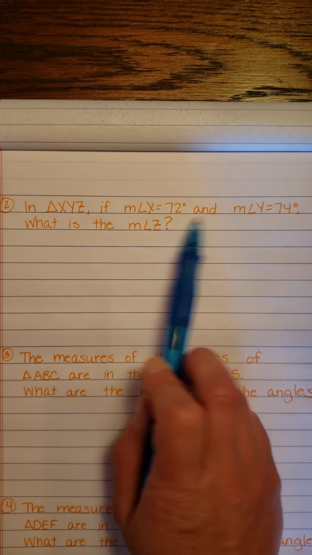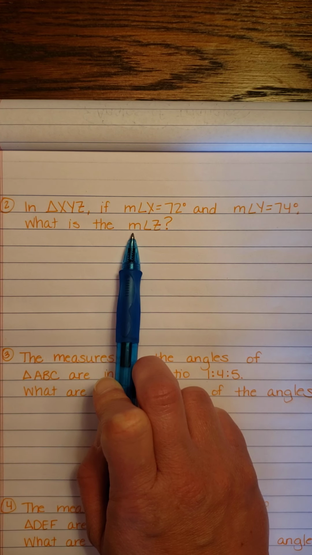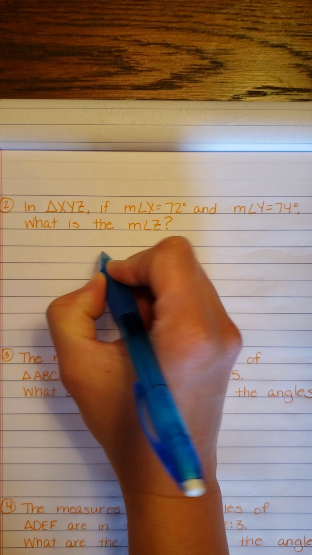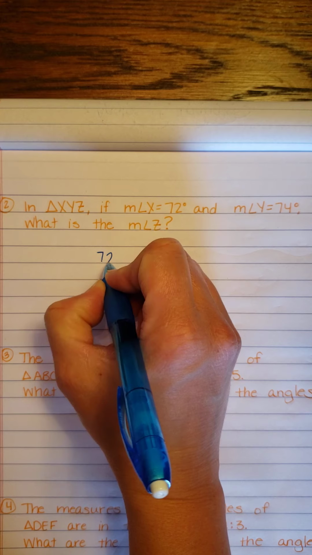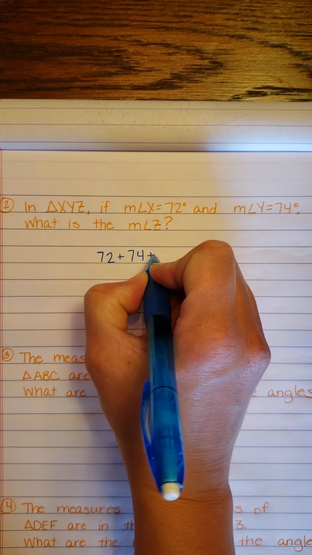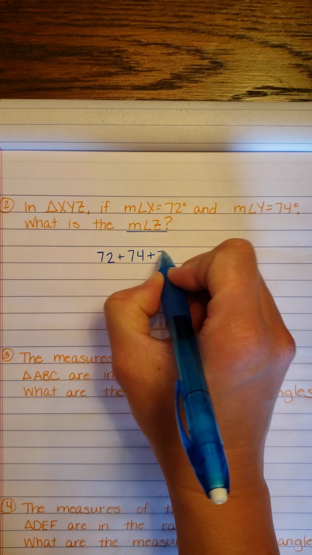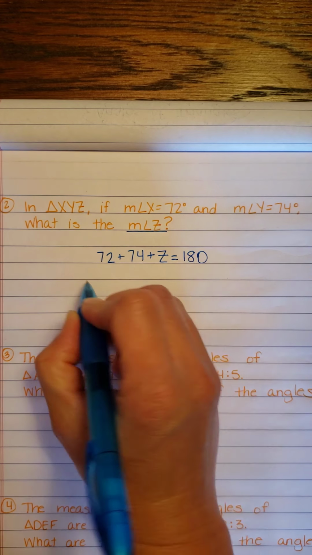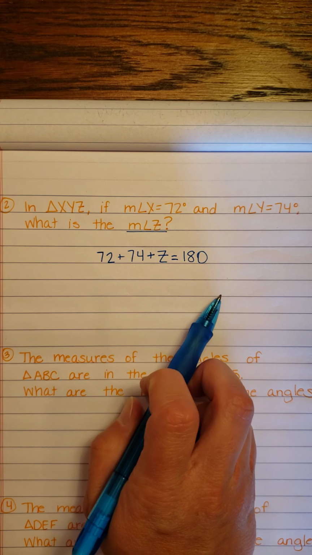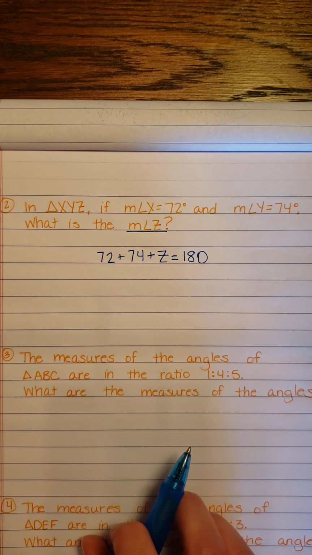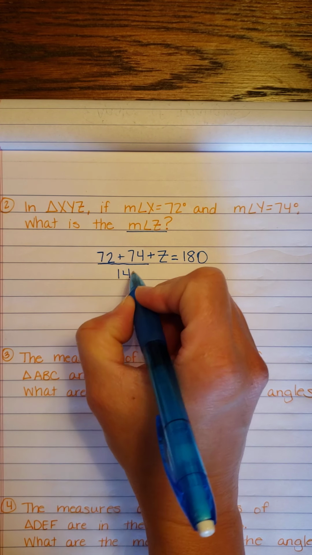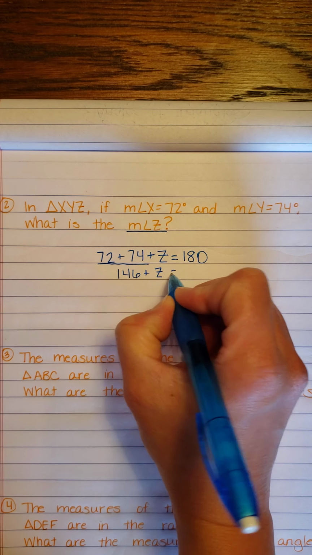Okay. So we have 2 of the angles. We want to find the measure of the third one. So that means that we have to take all 3 of these angles and add them together. So our equation is going to be 72 plus 74 plus z, since I'm trying to find the measure of angle z. And I know that the sum of the interior angles of a triangle has to equal 180 degrees. So I set that up to equal 180. Okay, we're going to combine our like terms. So 72 plus 74 is 146 plus z is equal to 180.